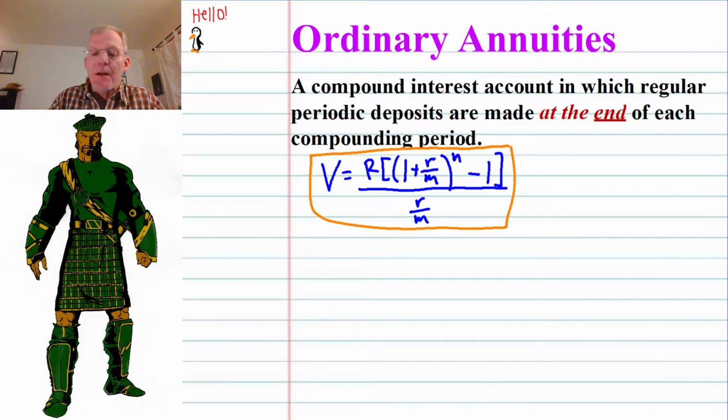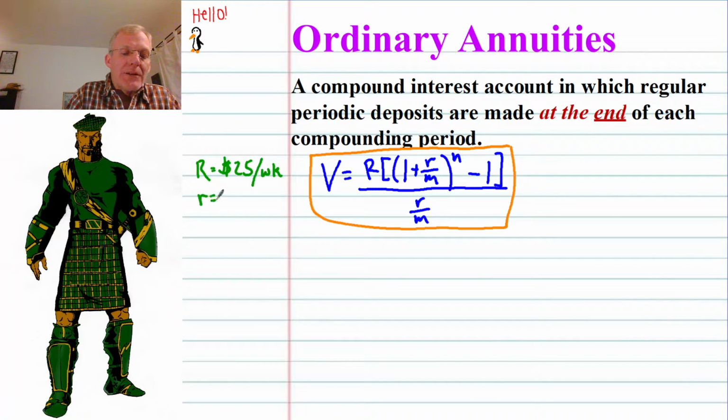So let's take an example. Let's say our regular payment is $25. $25 isn't a lot of money to put away on a regular basis. Let's see if we can do that once a week, so $25 a week. And let's hope we get an interest rate of 4.8%, which would be pretty nice right now, that we would rewrite as 0.048 as a decimal.